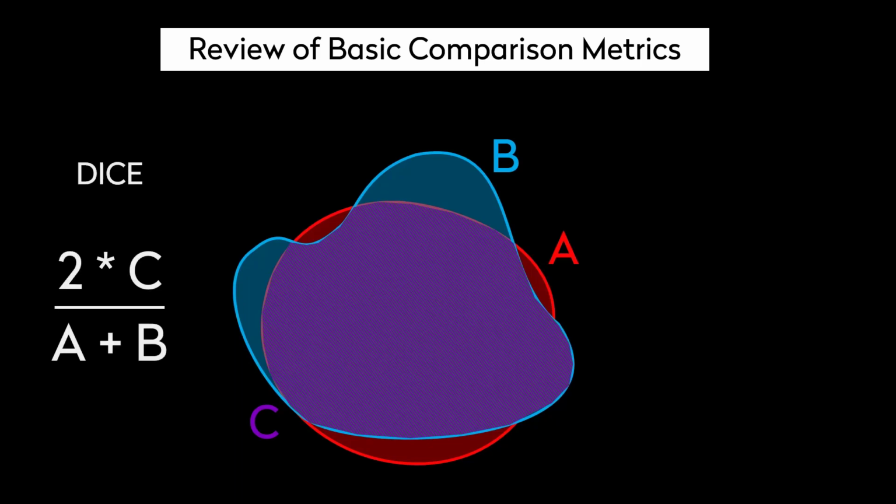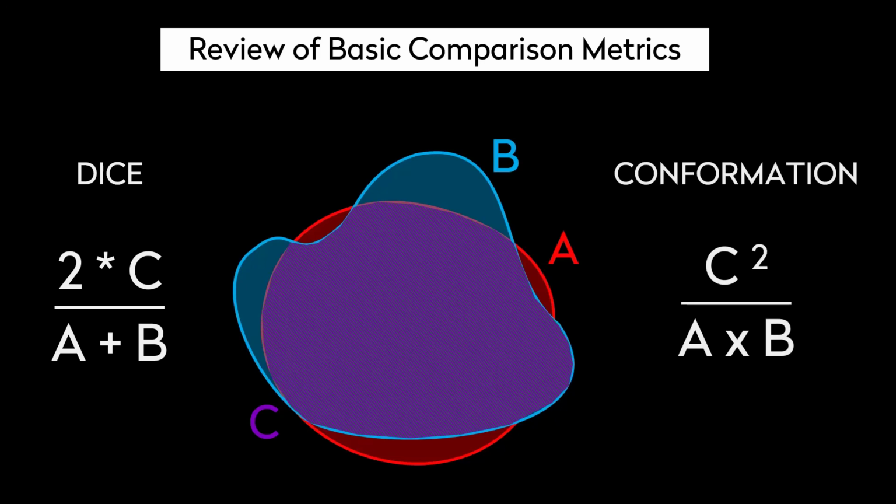So if we want to calculate the Dice coefficient, it's simply 2 times C, or 2 times the intersection, divided by the sum of the volume of A and the volume of B. Confirmation is very similar, but it's a little more sensitive because it's using multiplication here. So it would be C squared divided by A times B. If you recognize this, this is essentially the confirmation number we use when we're looking at, say, the coverage of a target, and it's the intersection of an isodose line and a target volume divided by the volumes of the two, often called the Paddock number.